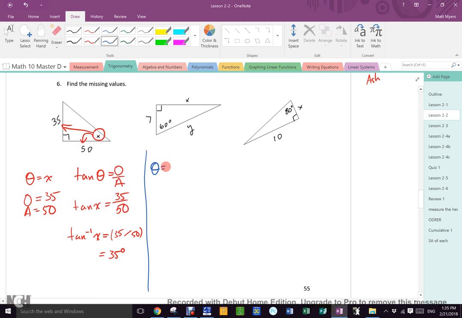What's theta? 60. Once you have theta, set up everything else. Do you have an O? No, that's unknown. Do you have an A? Yes, that's 7. Do you have anything else that's unknown? The hypotenuse, which is Y. So I'm going to have to do the hypotenuse last.